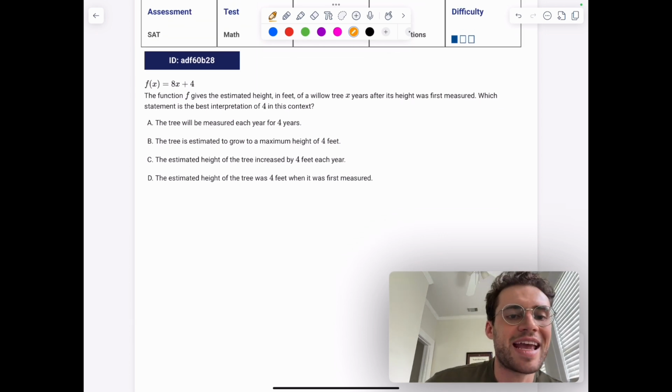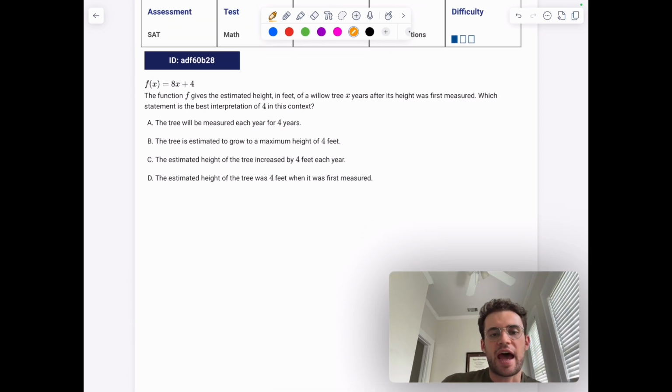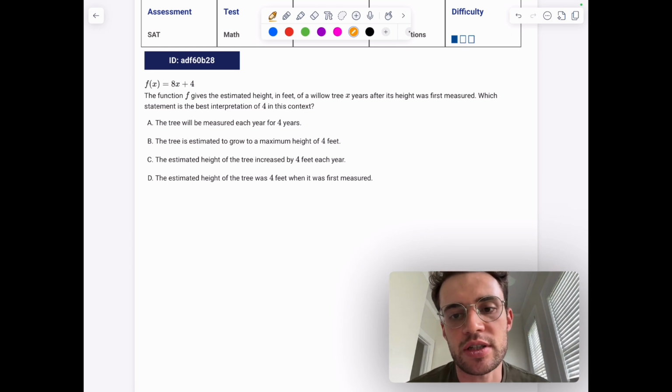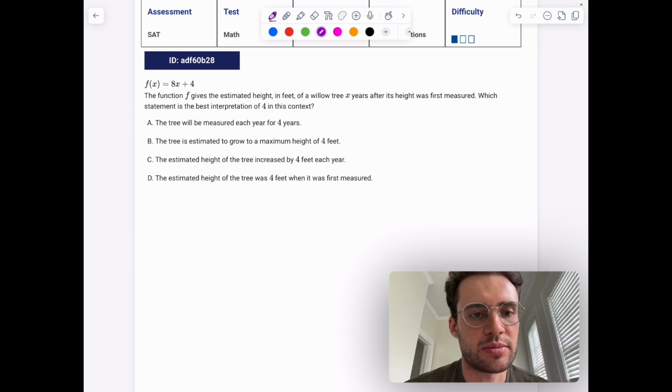F of x equals 8x plus 4. The function f gives the estimated height in feet of a willow tree x years after its height was first measured. So it seems like the first measurement was 4, and then it's going up 8 every year that passes. Which statement is the best interpretation of 4 in this context? Okay, 4, again, is our y-intercept. So after 0 years have passed, that was the height.